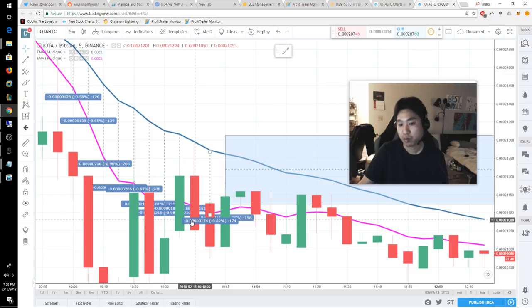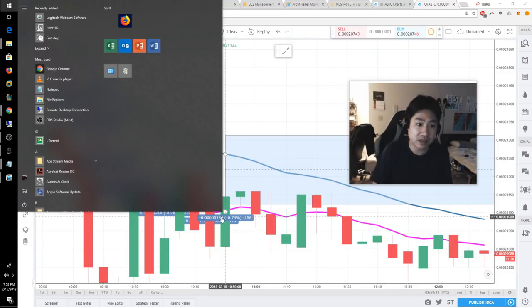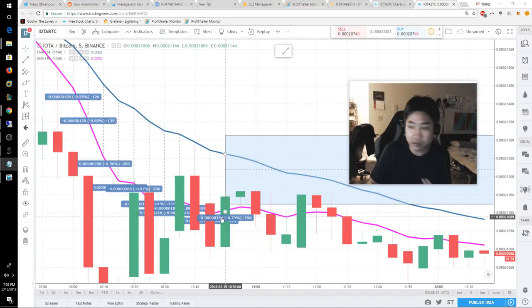Oh, there it is, 0.8. About closest to 0.8 as possible, because if you notice, it was negative 1. So my bot would definitely buy here. It went all the way to a negative 1, and then it retraced back by 0.2%. And that's what triggers the bot to buy. So let me just write this in Notepad so it's just a little bit easier for you guys to understand.